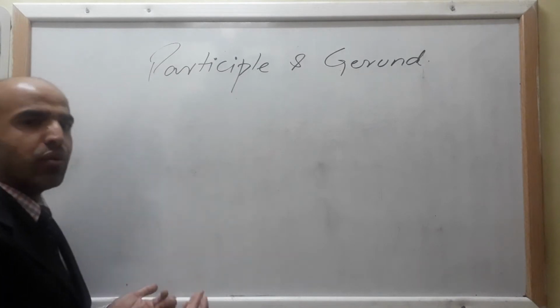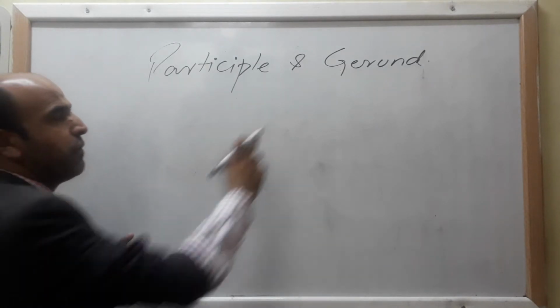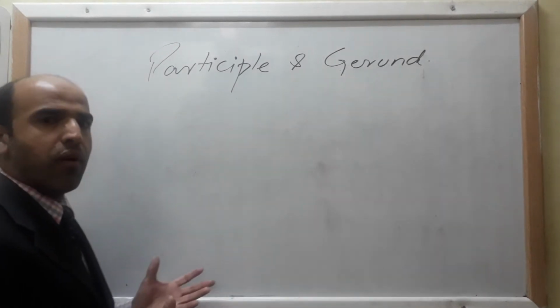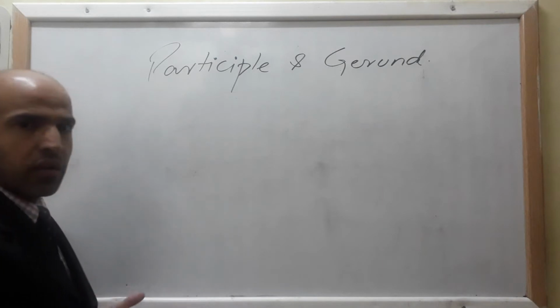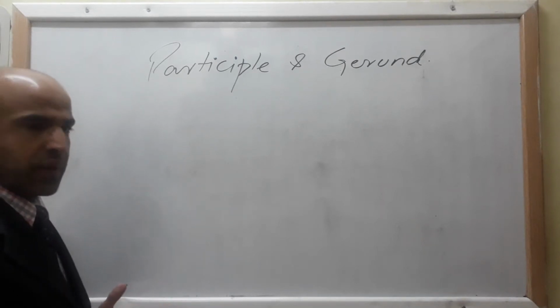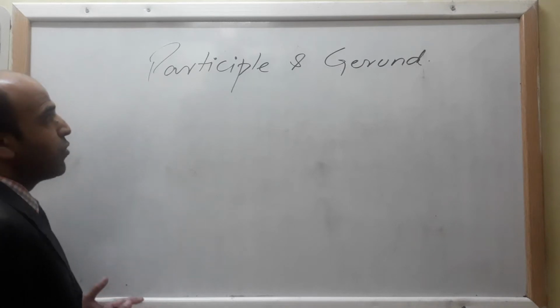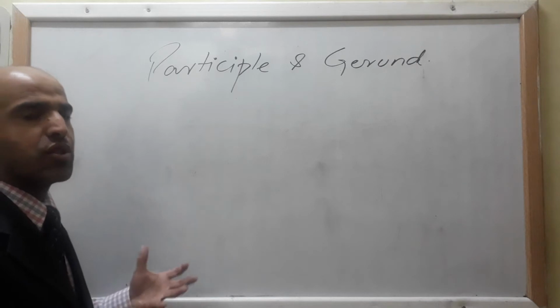Clear? How many uses are there of a gerund, or how many functions does a gerund perform in a sentence? Then we will be talking about the participle. You know that participles are of three types: present, past, perfect. So today I am going to tell you only about the present participle: what it does in a sentence and how it is used.